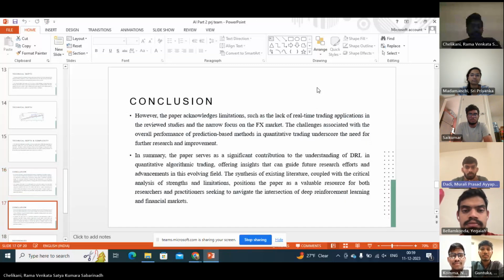However, the paper acknowledges limitations such as the lack of real-time trading applications in the reviewed studies and the narrow focus on the FX market. The challenges associated with the overall performance of prediction-based methods in quantitative trading underscore the need for further research and improvement. In final, we conclude that the paper serves as a significant contribution to the understanding of DRL in quantitative algorithmic trading, guiding future research efforts and advancements in the evolving field. The synthesis of existing literature coupled with the critical analysis of strengths and limitations positions the paper as a valuable resource for both researchers and practitioners seeking to navigate the intersection of deep reinforcement learning and financial markets.